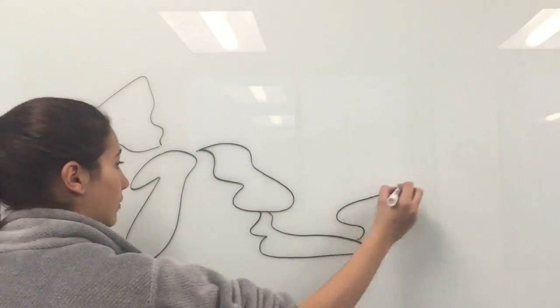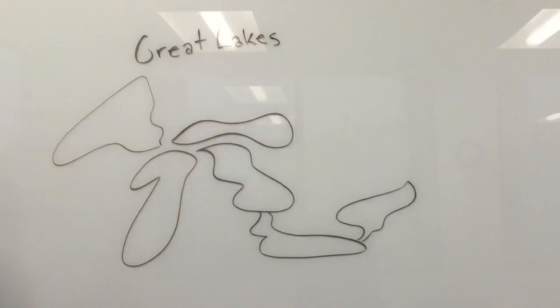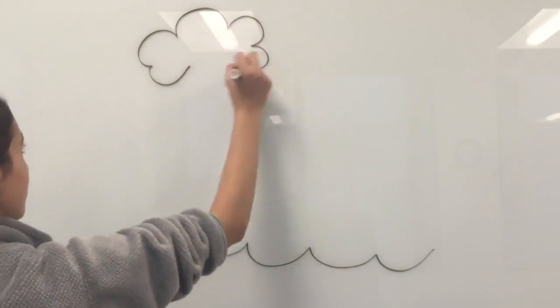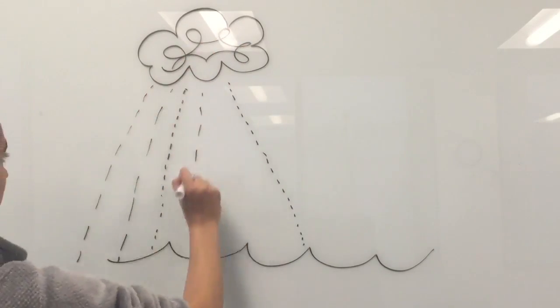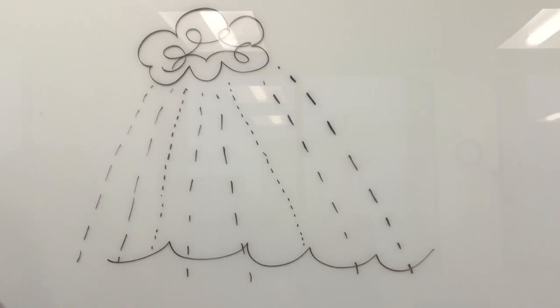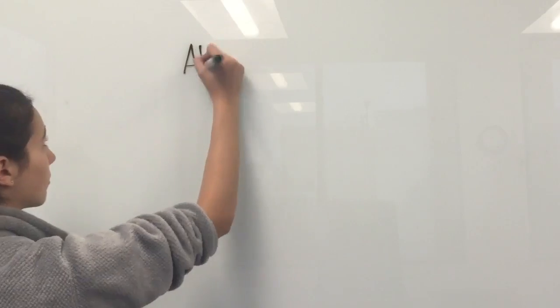ecosystem, the Great Lakes. The Great Lakes play a large role in the water cycle. The water from the lake evaporates into the atmosphere and condenses into the clouds. It then falls back down onto Earth, where it can infiltrate the soil and become groundwater, or run off of the landscape and become surface water.